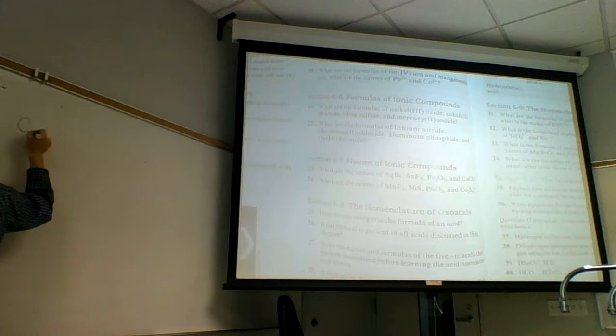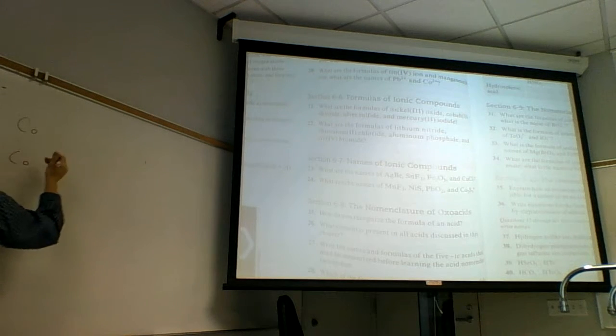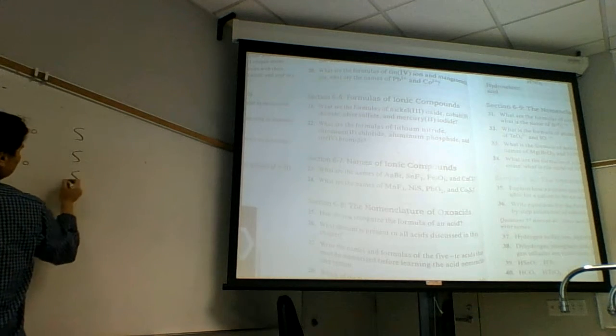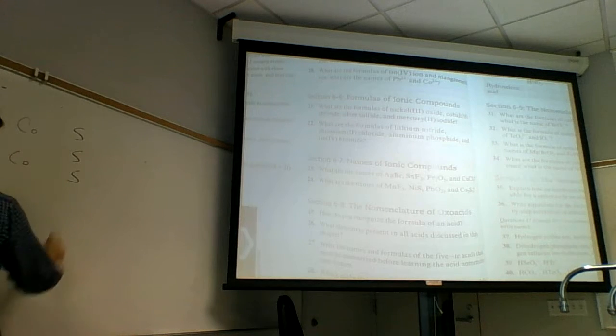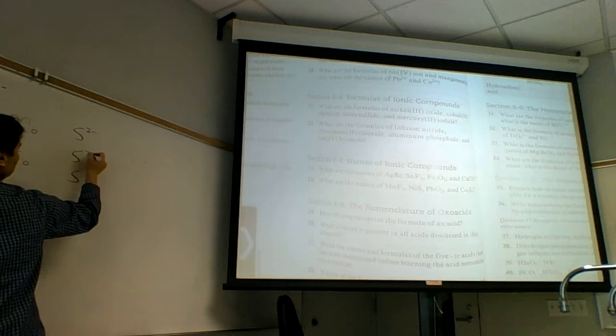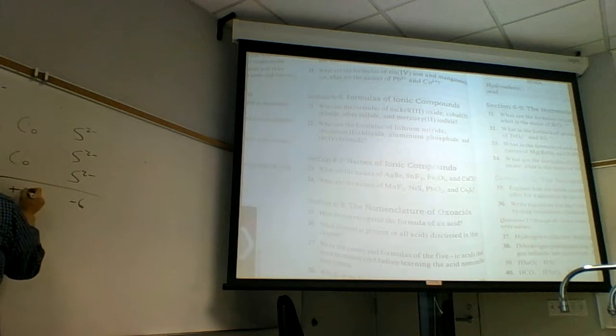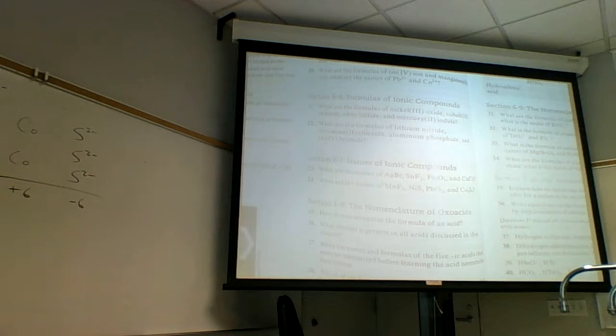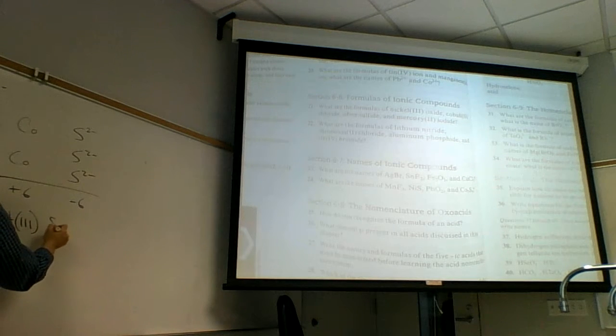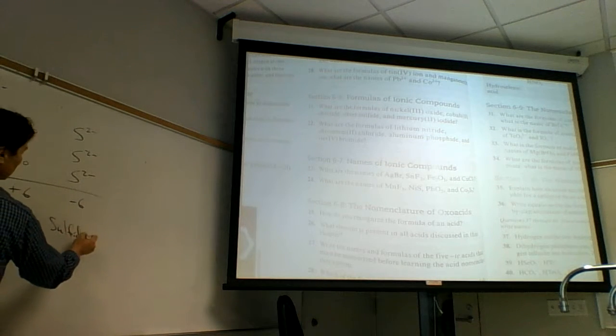So cobalt is variable charge. So I don't know what the charge is, but I do know what the charge on S is. So we have 3 S's. Each S is 2-. So the net negative charge is -6. So the net positive charge has to be +6. So it's going to be cobalt +3. And so this is going to be cobalt, Roman numeral 3, sulfide. See it?